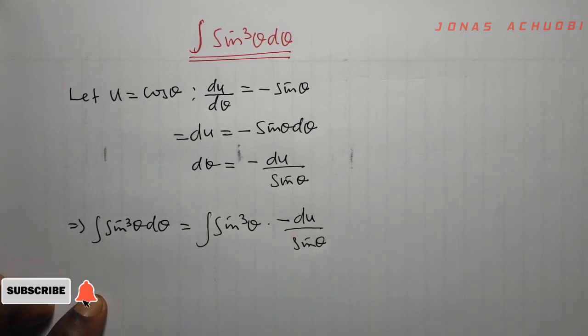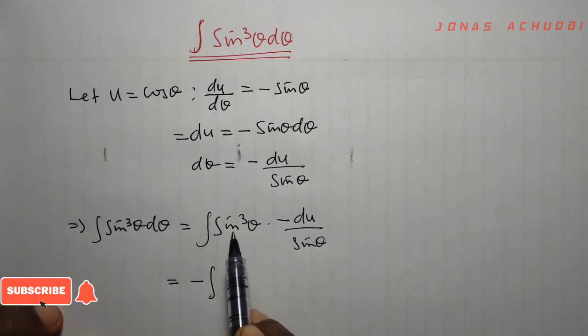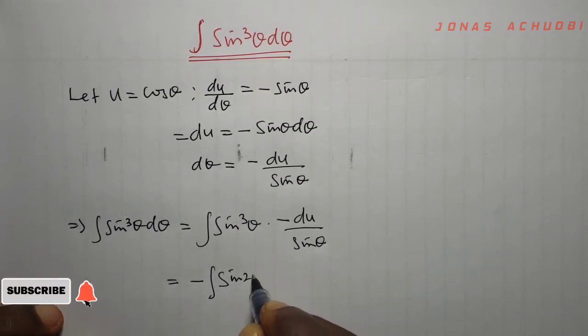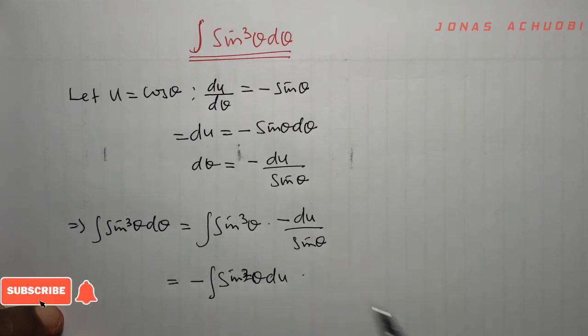Of course, we can write this as, we'll take the minus out, integral of, now there are 3 sines here, and there's just 1 here. So one of these will cancel one here, and we have sine squared theta du left.